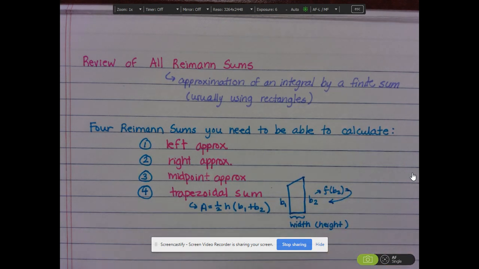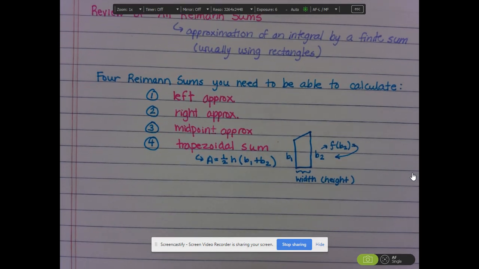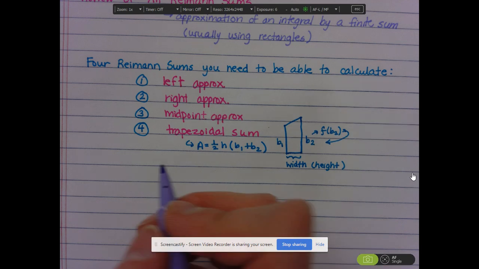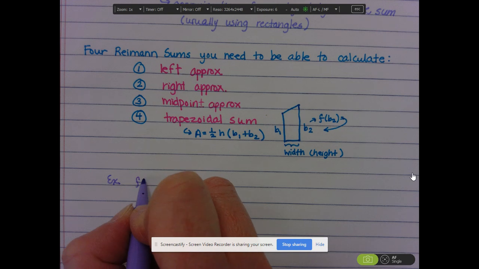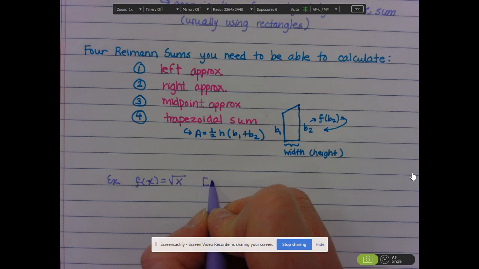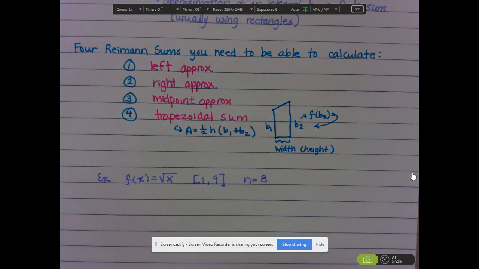Okay, so we're going to take just a simplistic, again, one last kind of example with this idea, and then we're going to see what it kind of looks like in regards to tables, because tables are going to be what you see more on the AP exam rather than anything else. So let's take the example f of x equals the square root of x. We're going to look at the interval from 1 to 9. And let's do n equals 8. So we're going to use 8 subintervals, is what they're going to be called, to do our approximations.